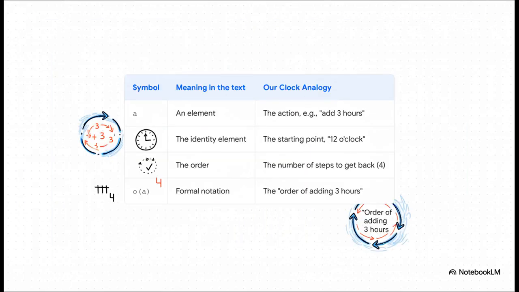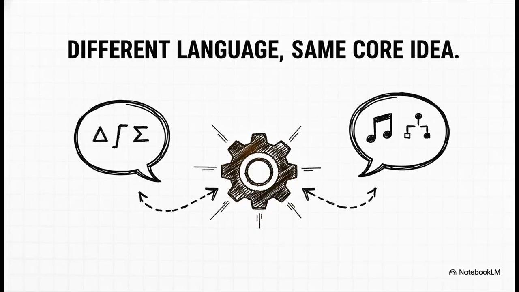Okay, this is where it all clicks together. Look how perfectly these abstract symbols from the text map onto our simple clock analogy. a is our action, add 3 hours. e is our starting point, 12 o'clock. And n, the order, is the number of steps it took us, which we figured out was 4. So that formal notation you see, O of a, that's just shorthand for the order of adding 3 hours. See? Not so scary.